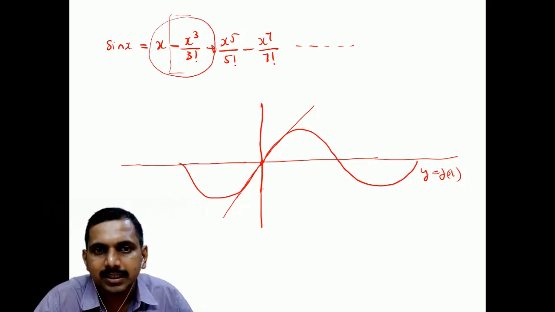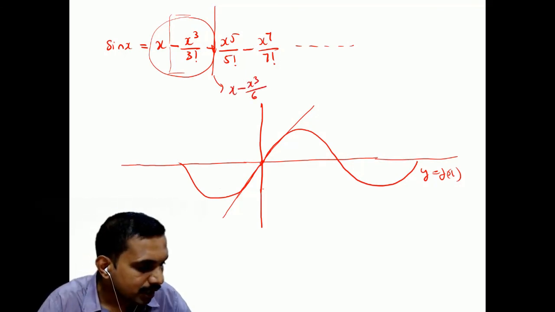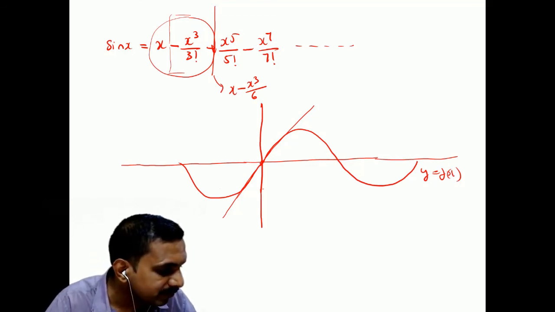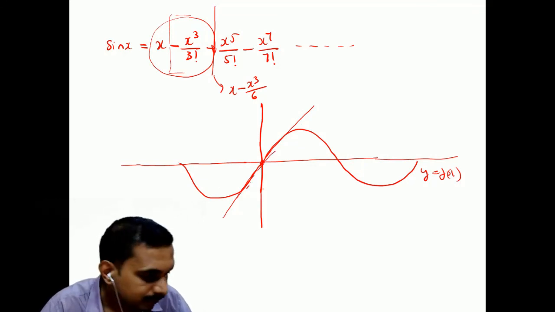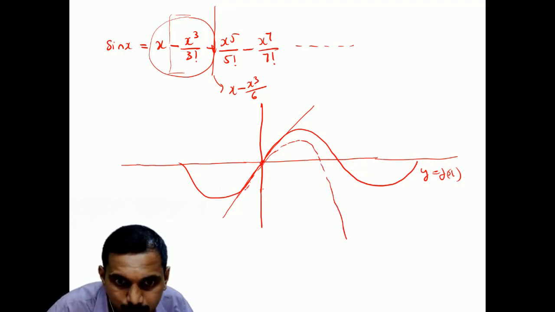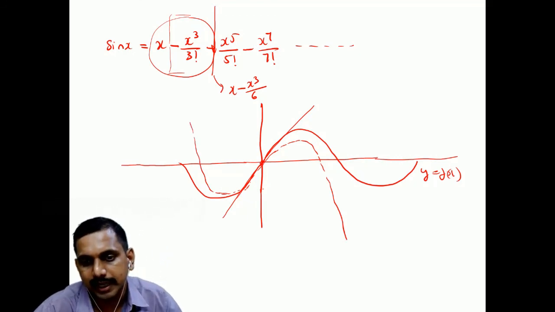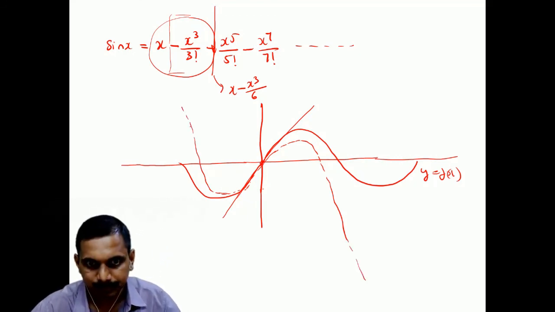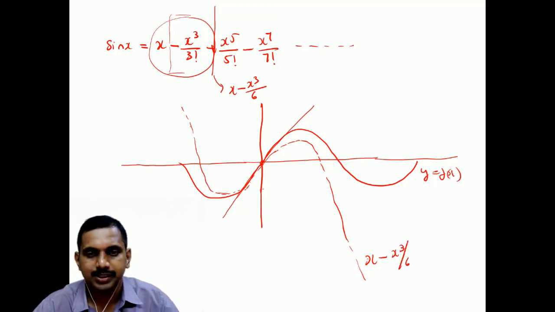Now if I take till here, and stop, then this will be equal to x minus x cube by 6. If I see how x cube by 6 behaves, it will be something like this, students. It will come here and then go down like this. This would be the x cube by 6 function. This is the function x minus x cube by 6.